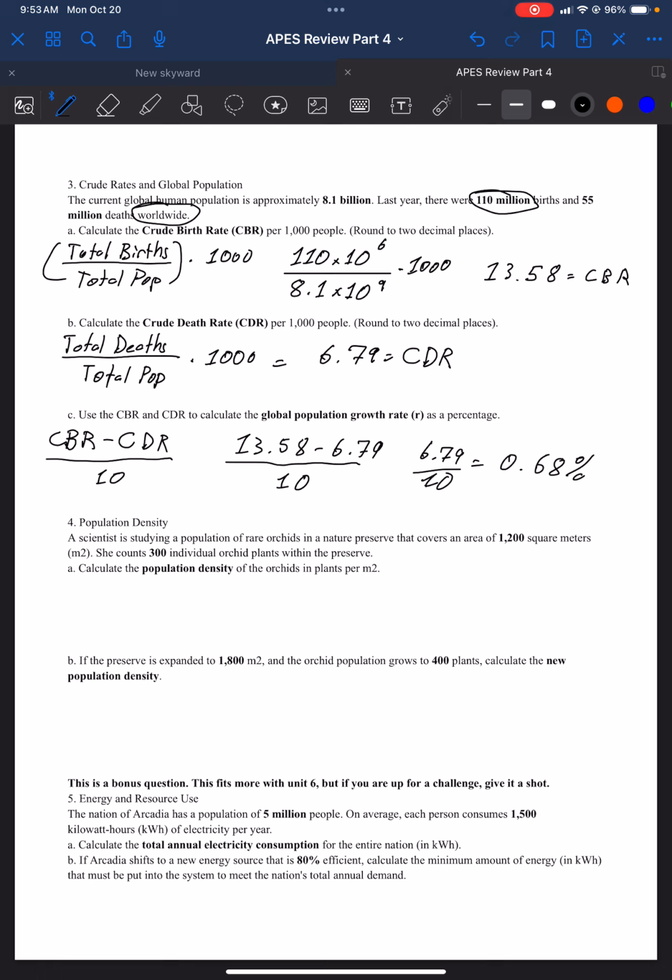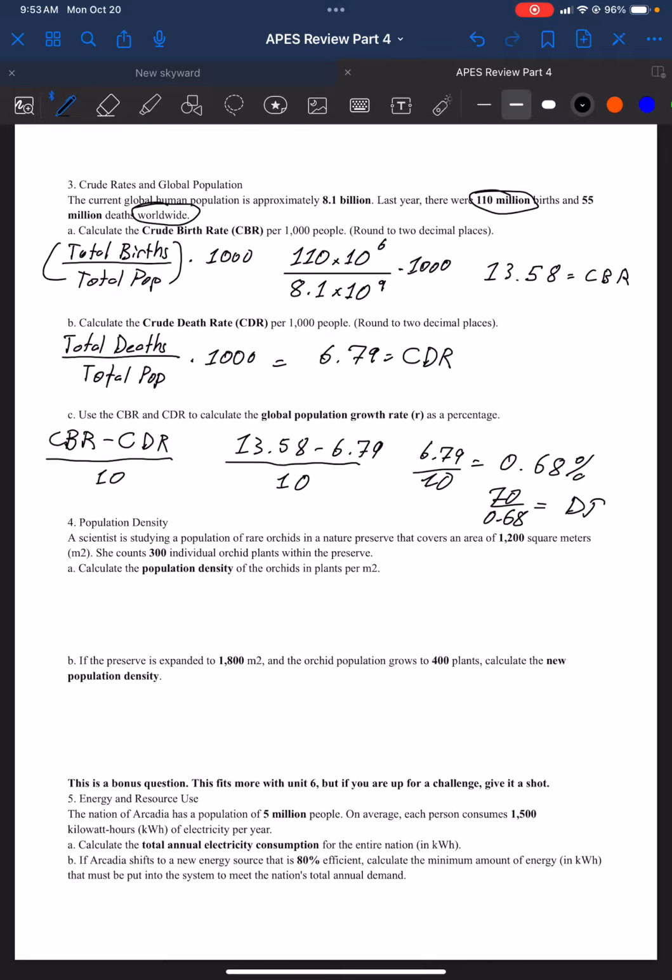Now, we could do a follow-up question. What would be the doubling time? And the doubling time would be 70 divided by 0.68%. I don't know off the top of my head what that will be, but that would be your doubling time. Now, this question is not asking for it, but if it was.